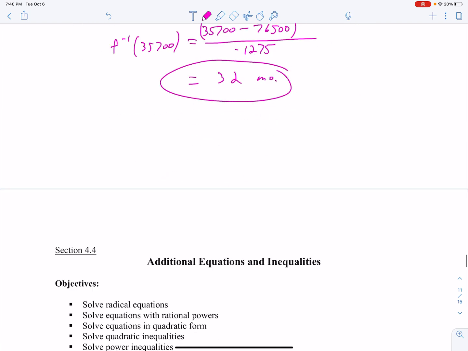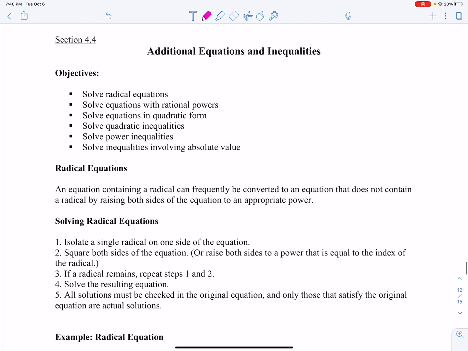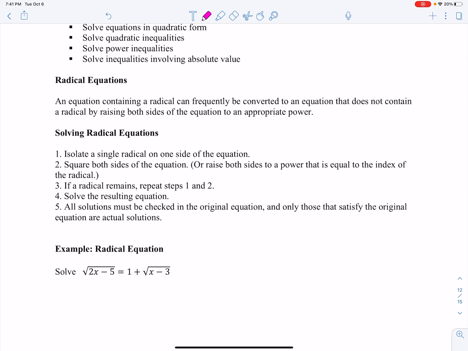All right, last section here. Additional equations and inequalities. Inequalities are the most fun here, but first, radical equations. Radicals means square roots, cube roots, that kind of thing. An equation containing a radical can be converted to an equation that does not contain a radical by raising both sides of the equation to an appropriate power. So here's the direction.